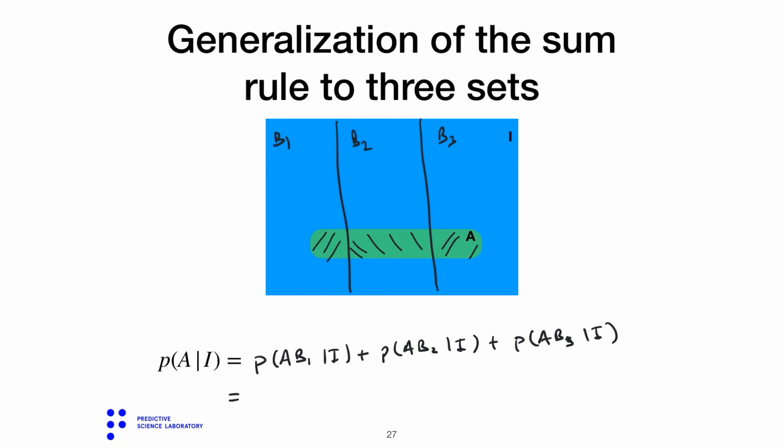And of course, if you apply the product rule to each one of these probabilities, you will get this formula: probability of A given B1 times the probability of B1 plus the probability of A given B2 times the probability of B2, and so on and so forth.